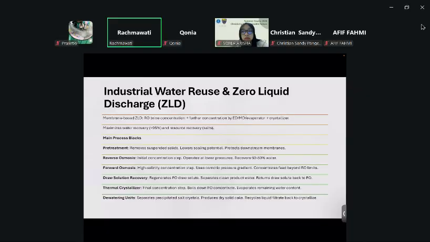And then there is also industrial water reuse or zero liquid discharge. So the main process is that they do pretreatment, removing suspended solids, and using reverse osmosis, forward osmosis, and also draw solution recovery. And sometimes they also use a thermal crystallizer, and then evaporate the remaining water content, and then they have the reuse units.